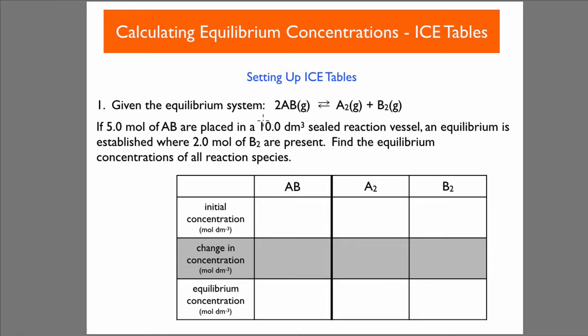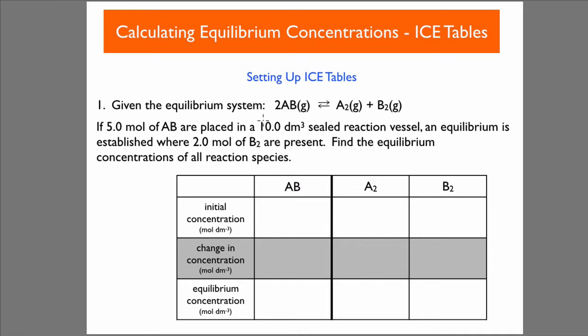Okay, calculating equilibrium concentrations using ICE tables. Question 1. Given the equilibrium system, 2AB giving A2 and B2, if 5 moles of AB are placed in a 10 decimeter cubed sealed reaction vessel, an equilibrium is established where 2 moles of B2 are present. Find the equilibrium concentration of all reaction species.